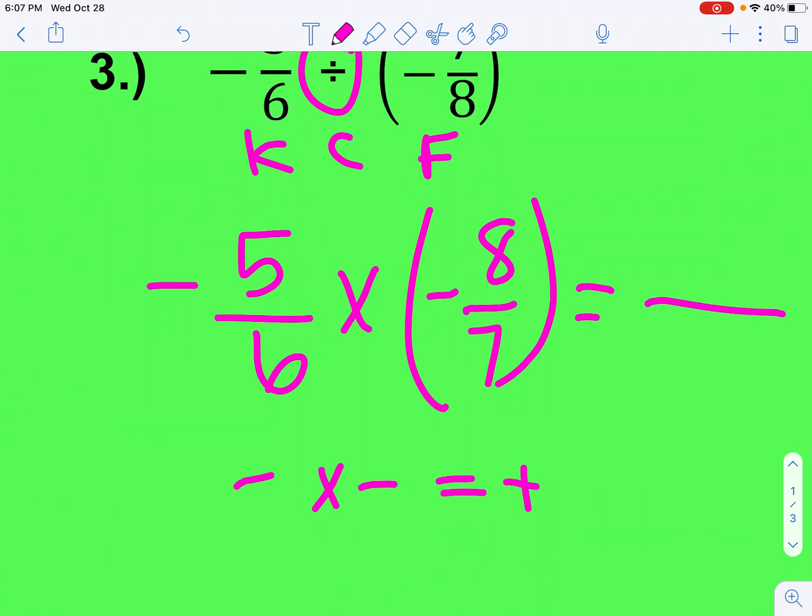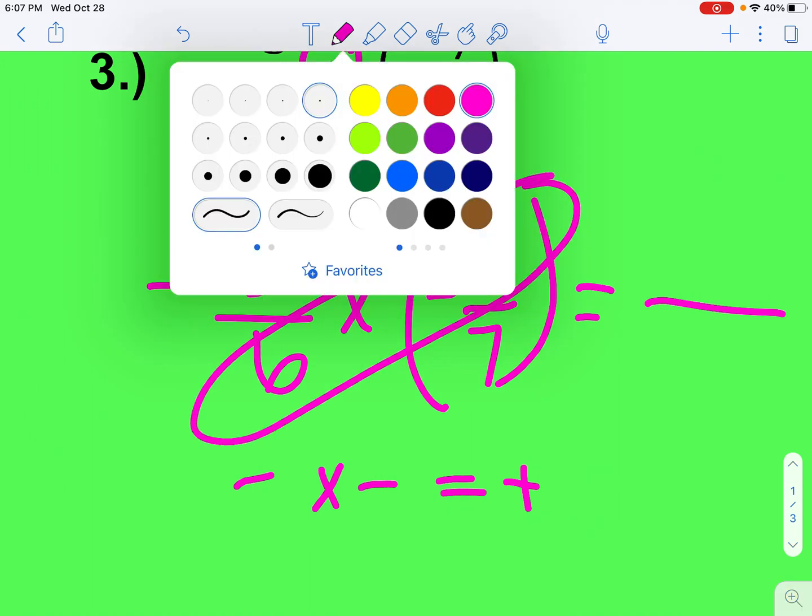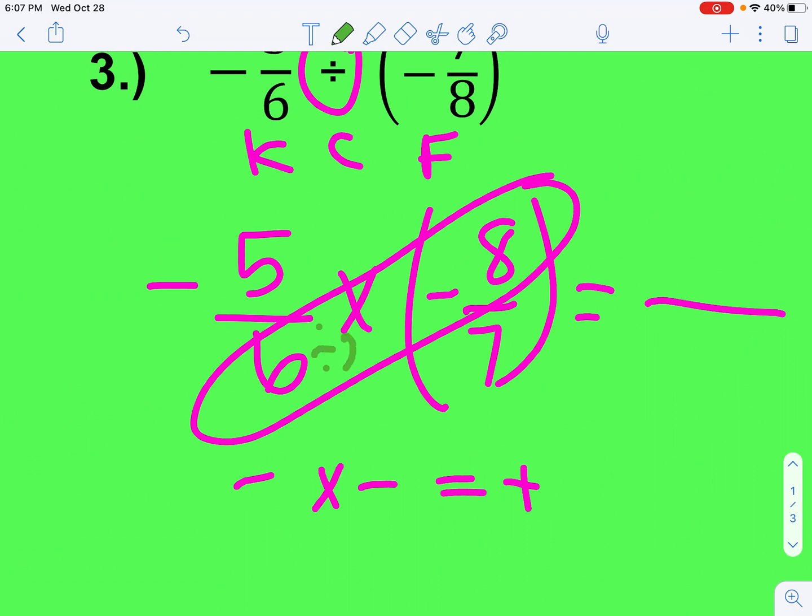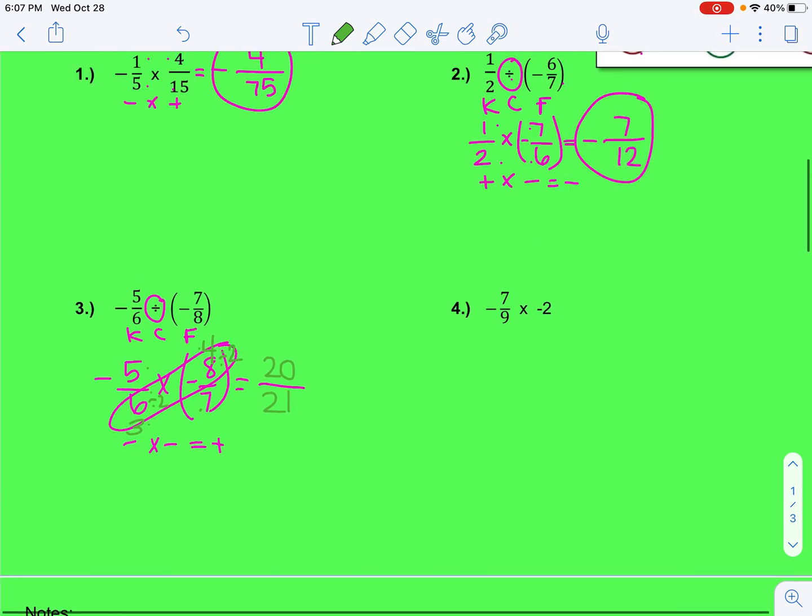But before we multiply straight across, I think we can simplify some numbers. I can simplify 8 and 6. Let's divide both of those numbers by 2. 6 divided by 2 changes to 3. 8 divided by 2 changes to 4. Alright, so I'm taking 5 times 4, which is 20, over 3 times 7, which is 21. So my answer is 20/21.